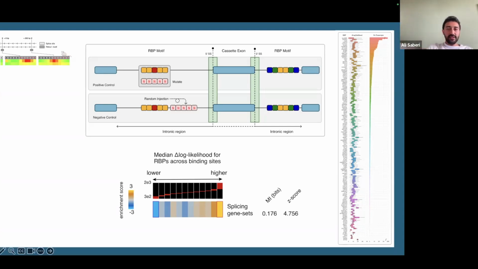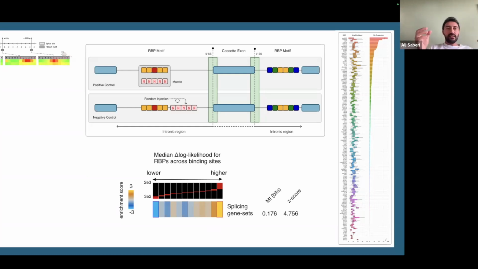And then what we've done here is pretty cool. We sorted all of the delta likelihoods based on their median, and then looked at the enrichment of the splice genes that we call splice factors, the RNA binding proteins that we know are important in the splicing machinery. And as you can see, as the delta likelihood increases, the enrichment in the splicing factors also increases, which means that the model somehow understood that these motifs are important for the splicing of these cassette exons. And this is pretty cool.